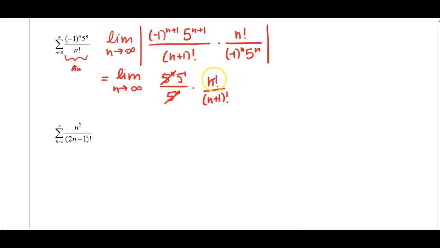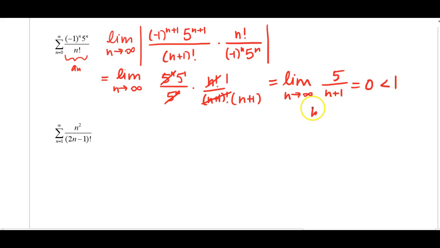And then here, when I have n factorial over n plus 1 factorial, hopefully we've seen that the n factorial will become 1, and the denominator will be just an n plus 1. So the remaining limit that I have is the limit as n approaches infinity of 5 over n plus 1, which as n approaches infinity goes to 0, which is less than 1. So by the ratio test, our series converges. In other words, we can apply the ratio test even when there is an alternating portion, because the absolute value bars get rid of any term that is going to be negative.